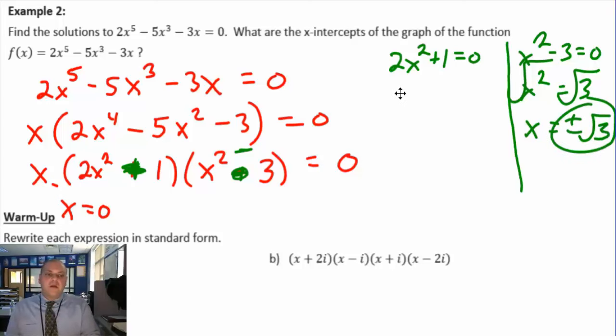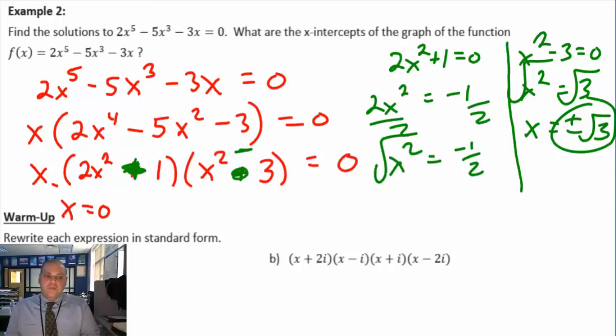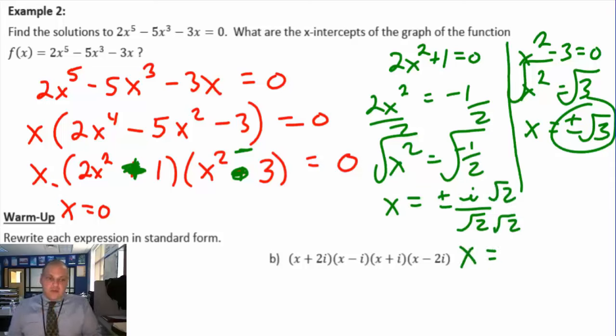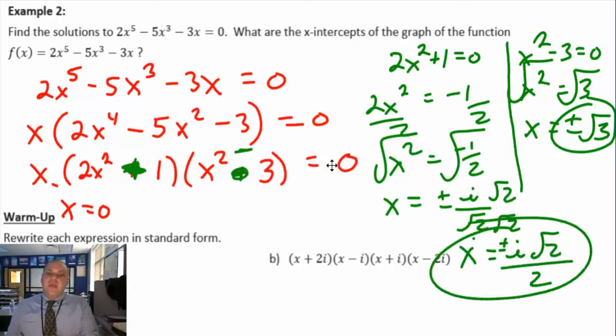Now what happens here? We get 2x squared equals negative 1, and then divide by 2. So I get x squared equals negative a half, square root, x equals plus minus i over radical 2, okay? And then radical 2, we have to rationalize the denominator. x equals plus minus i radical 2 over 2. So we have a lot of solutions here. 0, plus minus i radical 2 over 2, and plus minus radical 3.